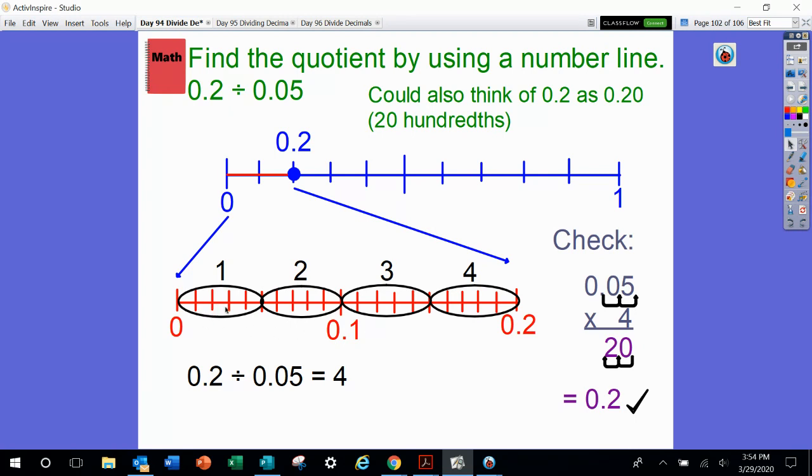If you counted all of these up, you should have a total of 20/100ths. Okay, and we can even do that in our head, right? 20/100ths divided by 5/100ths, well, that's 4.